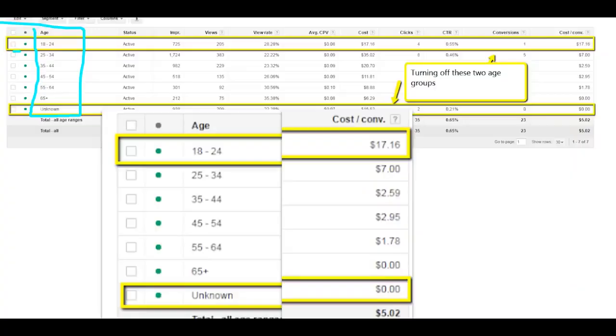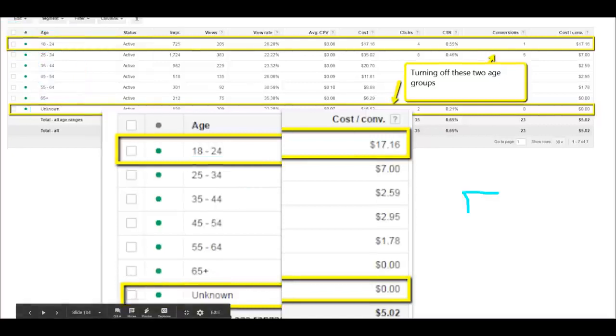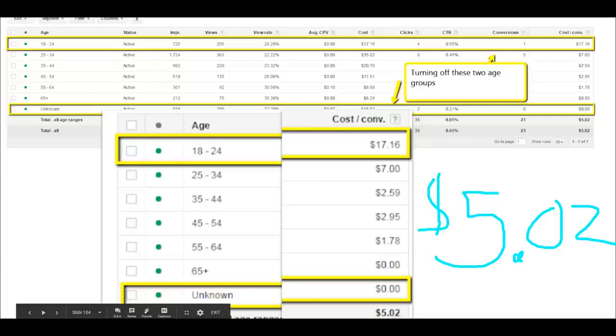So when I was starting off advertising, I was advertising to people of all age ranges. You see 18 to 24, 18 to 65 plus, and even people I didn't know about. What I'm seeing here is my average cost per conversion across all age ranges is $5.02. That's how much I'm spending to get people to opt in for my email list. But I'm also noticing that amongst 18 to 24-year-olds, I'm spending $17 on average to get an email address. That doesn't make sense.